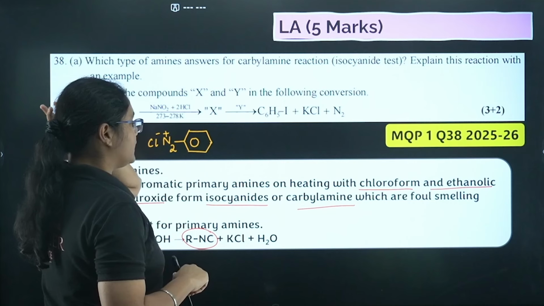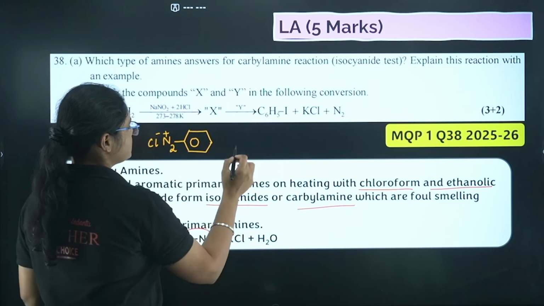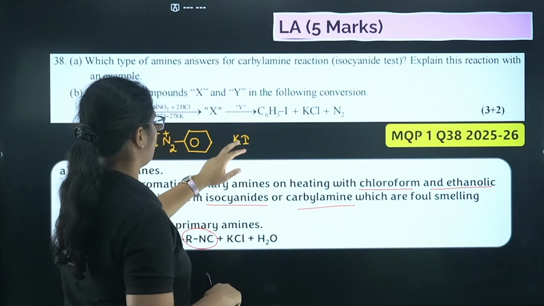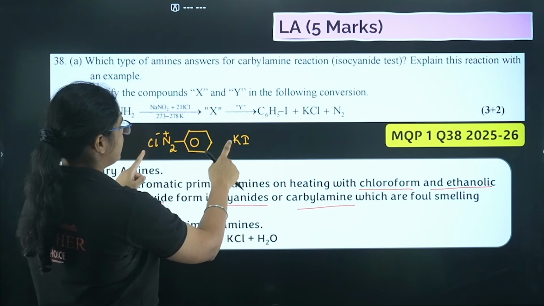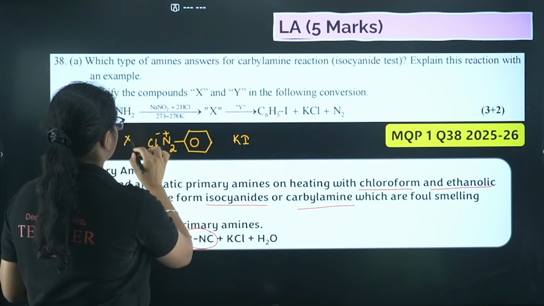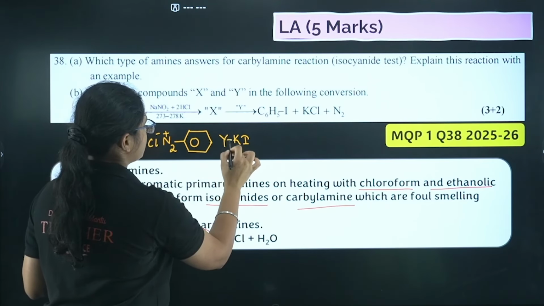Next, you treat it with what to give Y? If you treat it with KI, then what will happen? You will get KCl, you will get N2 gas, and I will be replaced here. So this is X and this is Y.